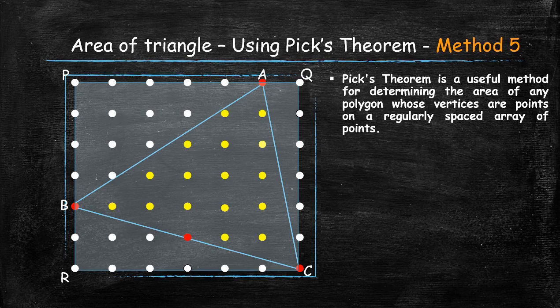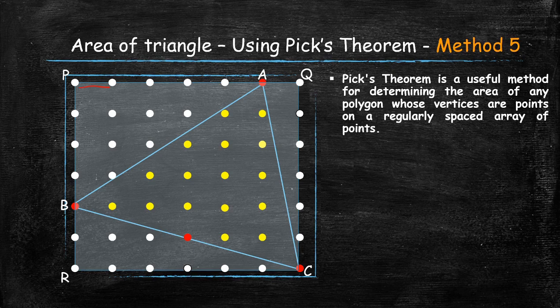So it is very important that these points are equidistant to each other. They should be equidistant to each other. And the distance between two points is always 1 unit.